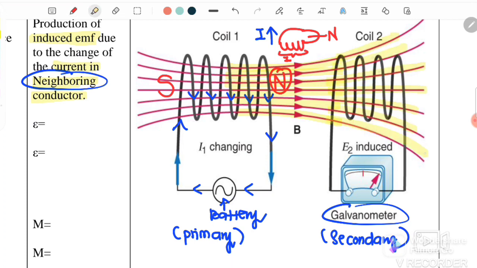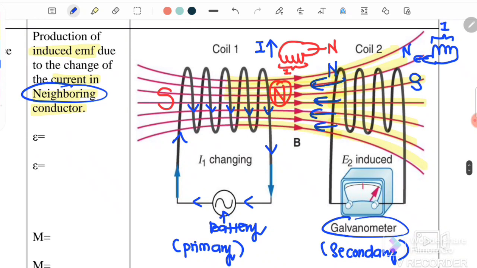Coil 2 is what we call the secondary coil. It will try to oppose the changes, meaning that when the magnetic field tries to go into coil 2, it will try to push it out. So when it pushes it out, this side must be north and this side must be south. Again we use the right hand grip. If this is north, and you grab the coil with your fingers, the direction of the current is acting upward. It will flow in this direction.